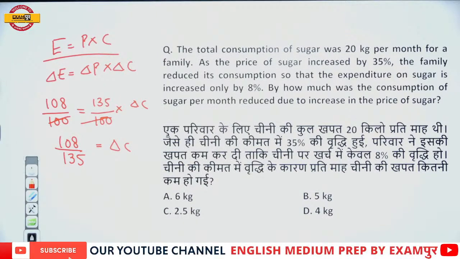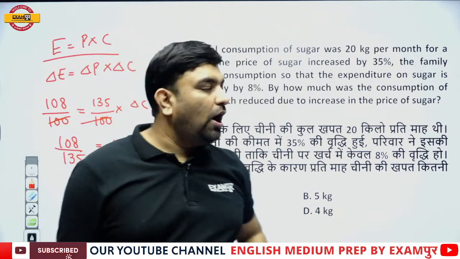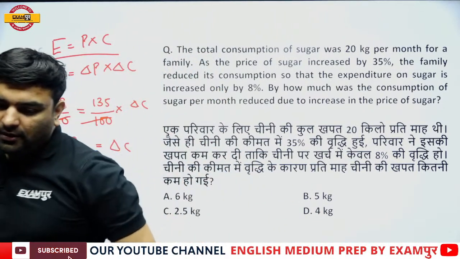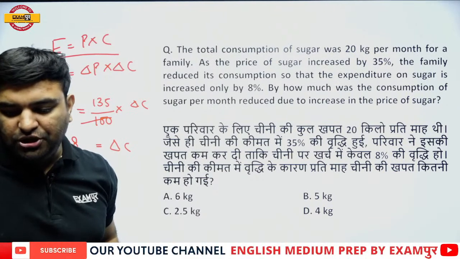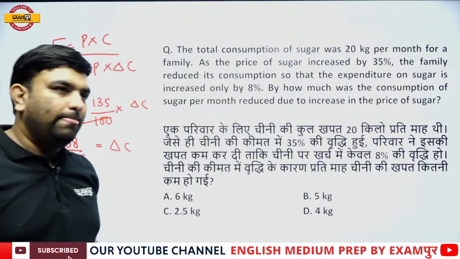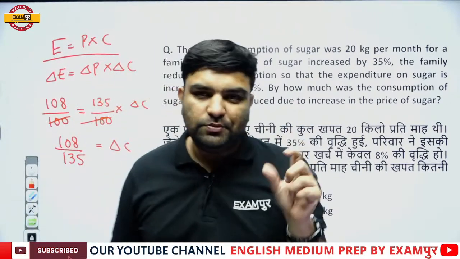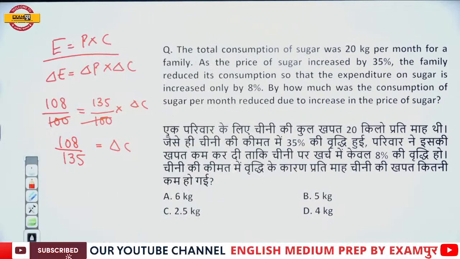Now, the total consumption of sugar was given initially as 20 kg. And now it is asking by how much the consumption of sugar should be reduced. What is the change in the consumption? Do simplify it.